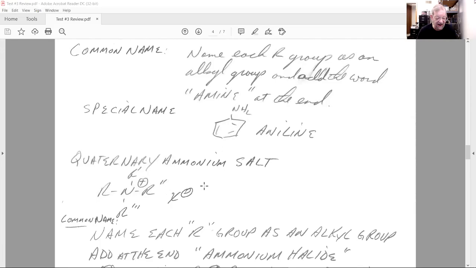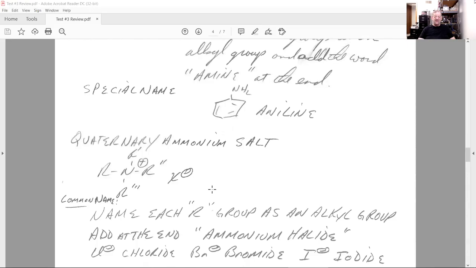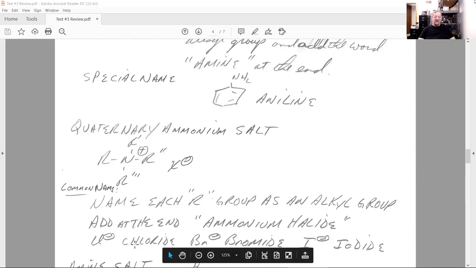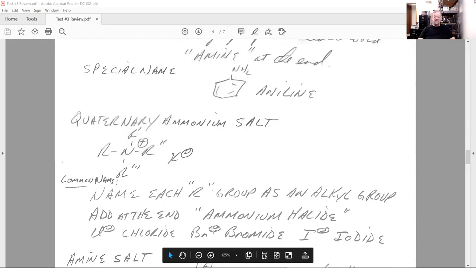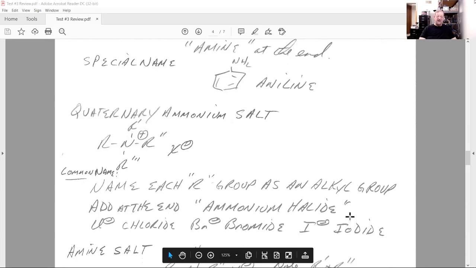How do you do the common name? Name each R group as the alkyl group it is, and then add the words ammonium halide at the end. If X is Cl minus, the halide is chloride. If it's Br minus, it's bromide. And if it's I minus, it's iodide. There are other anions, but I'm not going to teach that in this class.